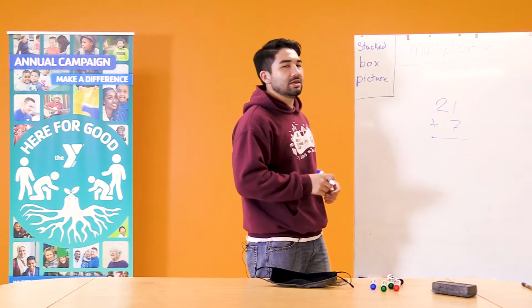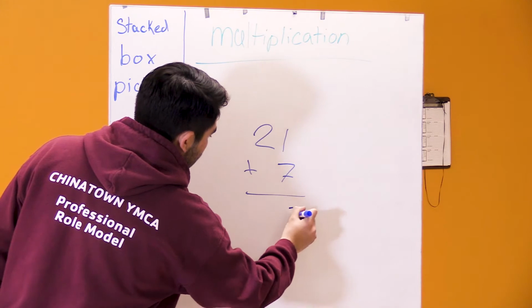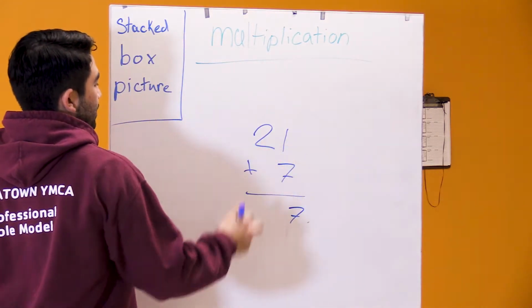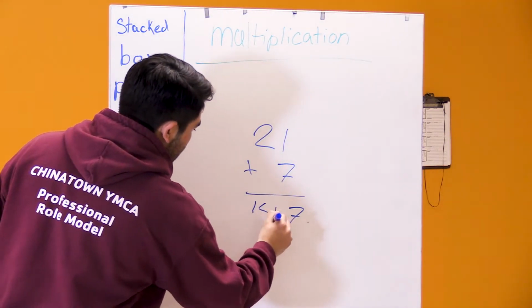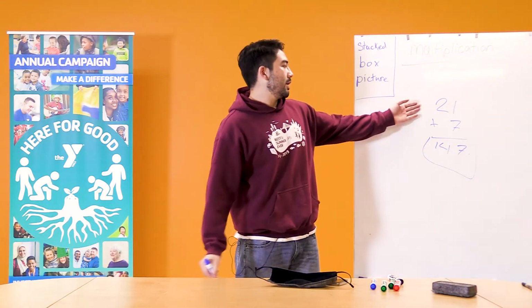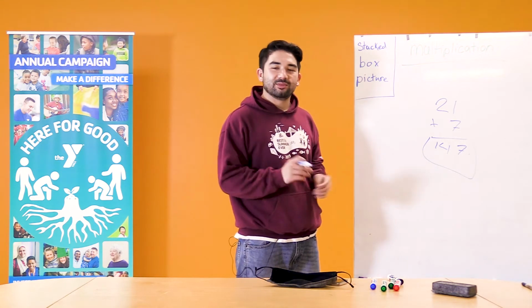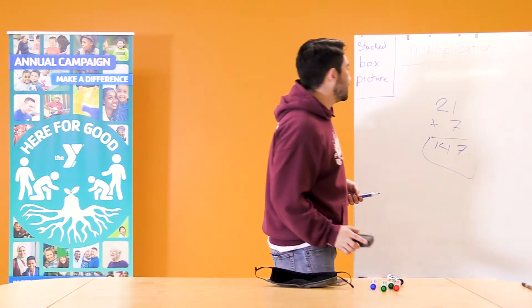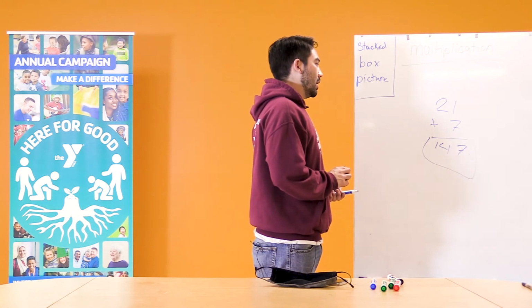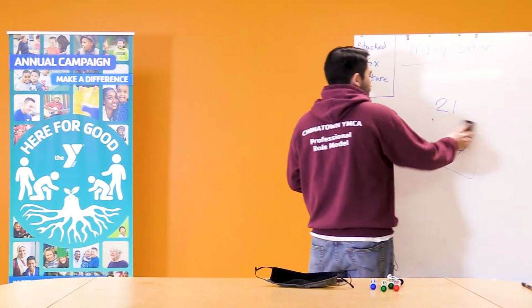Stacked multiplication is as easy as multiplying up. So 7 times 1 is 7. 7 times 2 is 14. So our answer, 21 times 7, is going to equal 147. Simple as that. But there are some special exceptions to how we did it. So I'm going to go ahead and show you that.